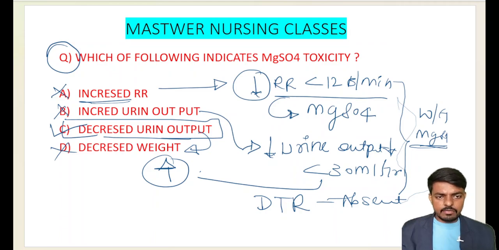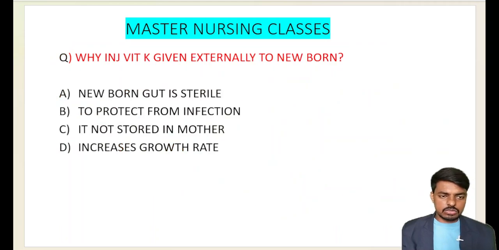So this is the answer for our question: which of the following indicates MgSO4 toxicity? If the respiratory rate decreases to less than 12 breaths per minute, it indicates MgSO4 toxicity. Decreased urine output, less than 30 ml, indicates magnesium sulfate toxicity, and absent deep tendon reflex also indicates MgSO4 toxicity. If your answer was decreased urine output, you are 100% right. Let me move on to the next question.